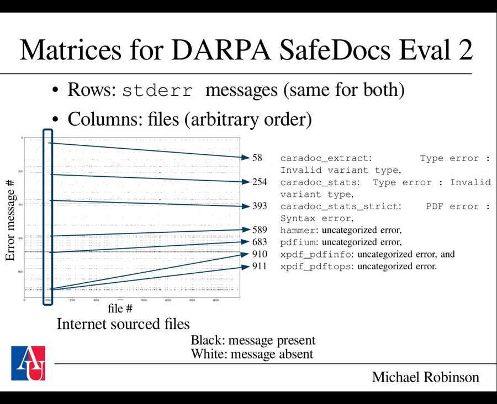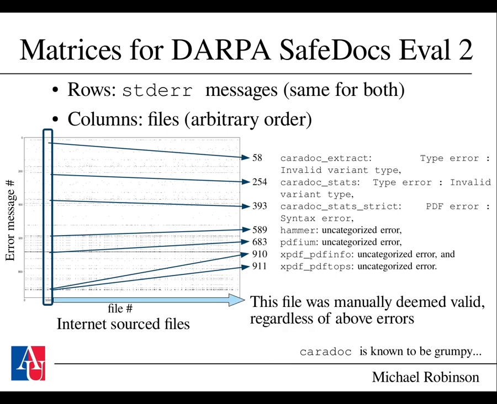Some of these parsers produce a large amount of data, and we simply checked, did it like it or not? In the case of Hammer, that was a parser we have very good control over. We understand how that one works. PDFium, on the other hand, is a parser that tends to produce very little useful output. And so we just know, hey, it produced some kind of error, we don't quite know what it is. So in any case, this particular file was deemed valid regardless of these errors.